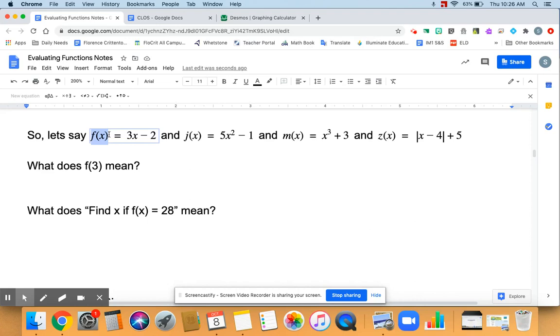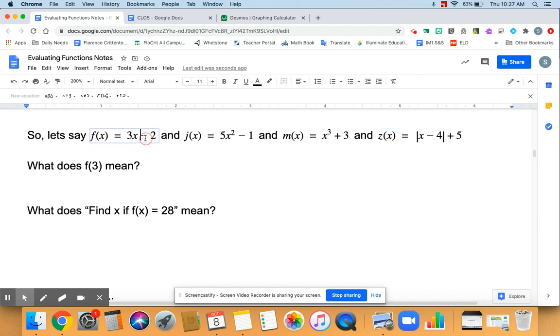The reason why we use function notation like this, because this is called function notation, is because I know this one is called f, this equation right here, 3x minus 2. And it's different than the equation that's called j. This one's called j because of the j in front. And j's equation is 5x squared minus 1. And this one's called m. And so m is x cubed plus 3. And then z is the absolute value of x minus 4, and then plus 5.